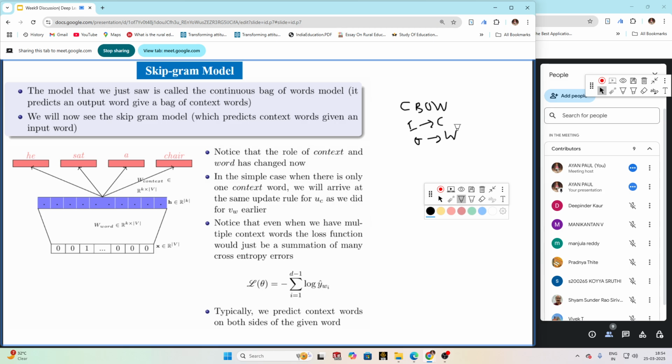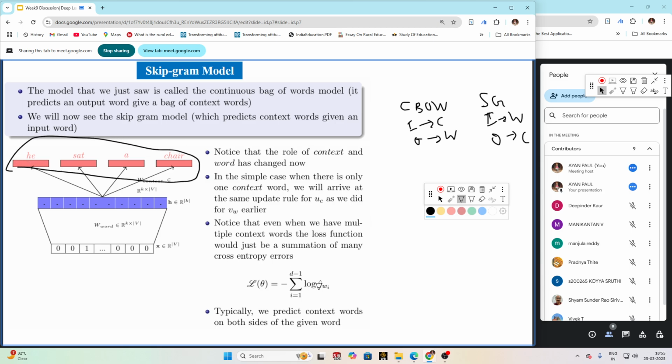Here in the skip-gram model, or SG model, the input is our word and the output is our context. This is the only difference between the skip-gram model and the continuous bag of words model. Another thing: as we are predicting the context term, the context is always greater than the word. Here we are giving some word, and the context can be a set of words.